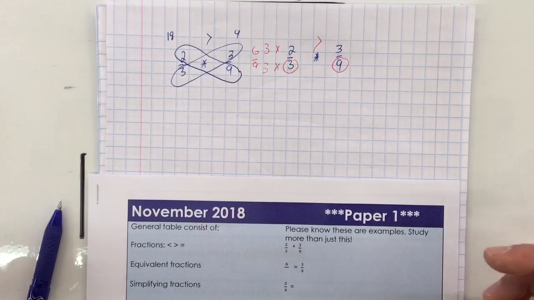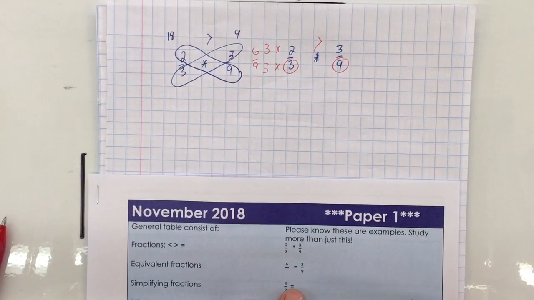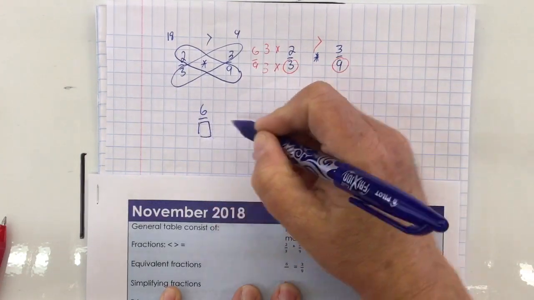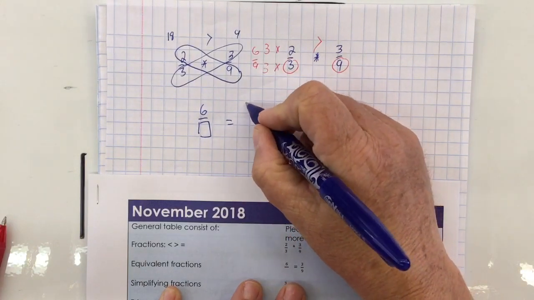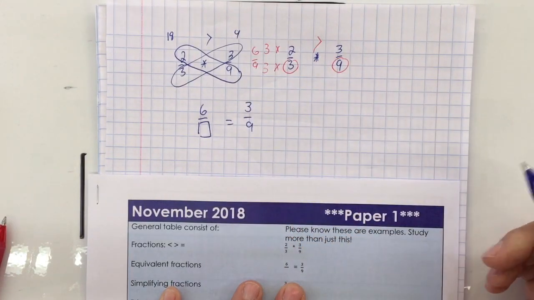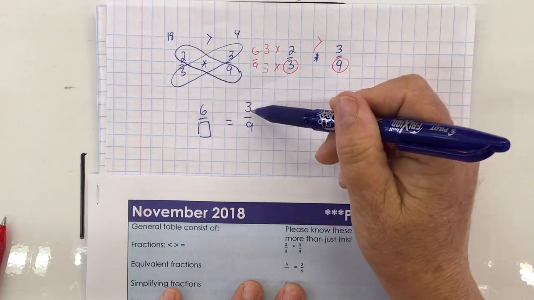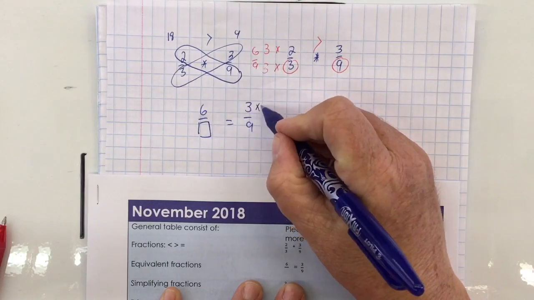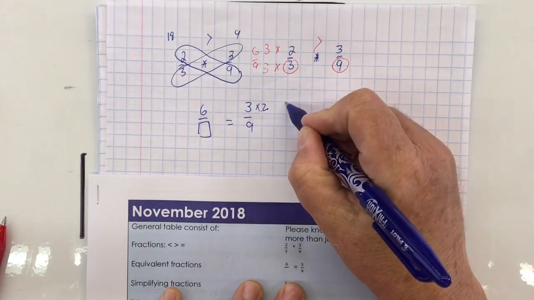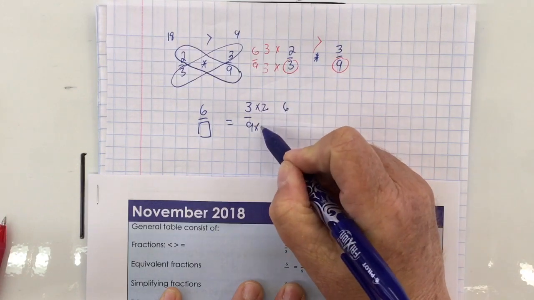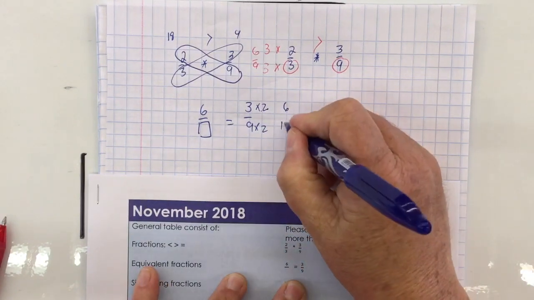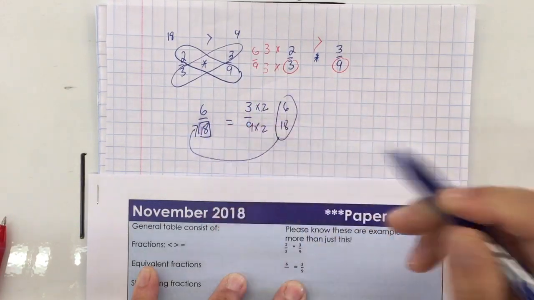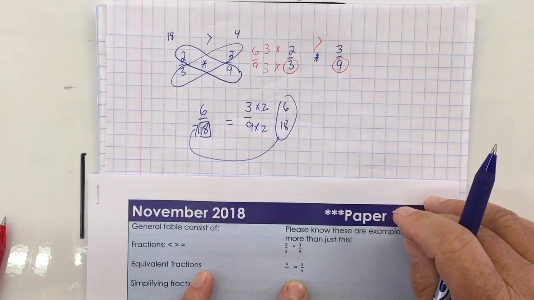Happy? My famous quote. Equivalent fractions: 6 over I don't know equals 3/9. Now the one way of doing this is, again, you've got a 3, you've got a 6. What did I do to the 3 to get to a 6? I times by 2. 2 times 3 is 6. So what I do to the top, I do to the bottom, and I get 18. Therefore my missing number here is 18. Here is my fraction. Okay, got it?